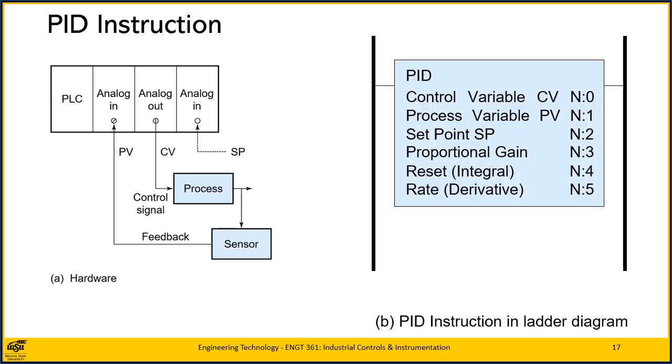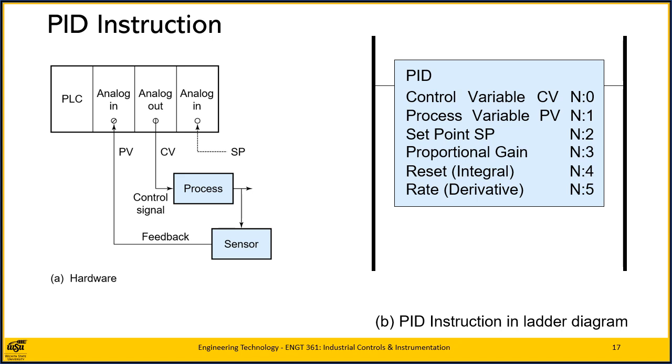A sample PID instruction is shown in Figure B. It consists of a box with the pertinent information placed in or around it. It is usually on a rung or by itself. There is no condition logic on the left side of the rung, which means the PID instruction is always true. Thus, as long as the PLC is running, the PID function will be trying to maintain some physical parameter at its set point.